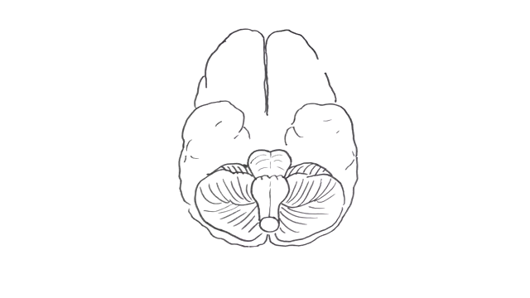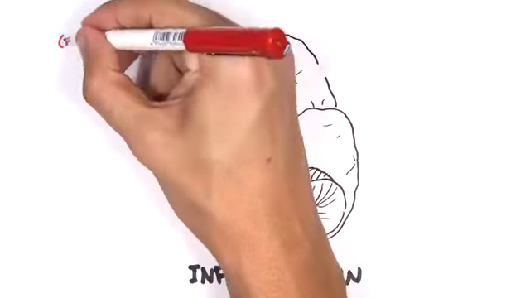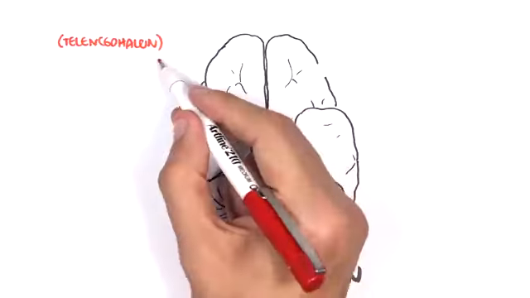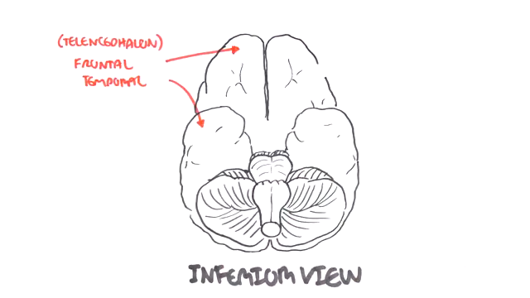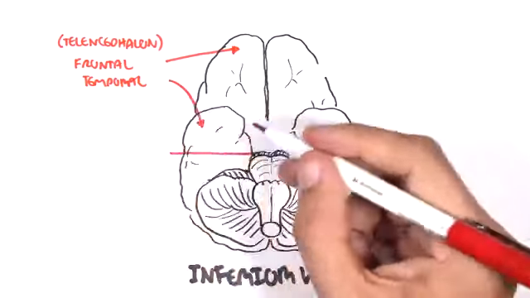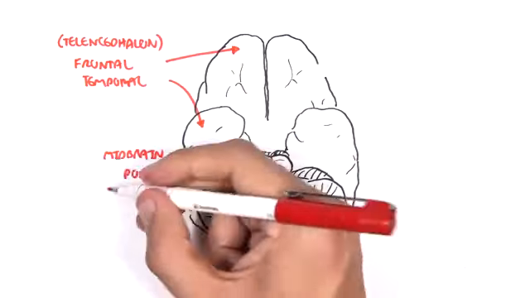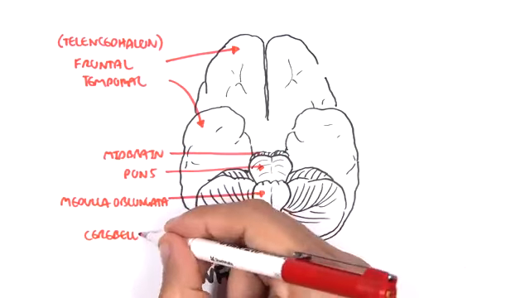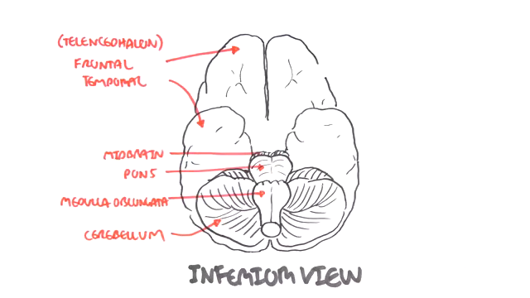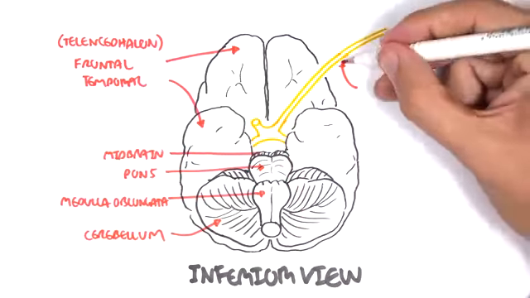Now let us look at the brain from an inferior view. So in the inferior view of the brain, you can see the telencephalon, your cerebral cortex, and you can see the frontal lobe here and the temporal lobes on the sides. Then your brainstem, which is made up of your midbrain, your pons, and your medulla oblongata. This is your cerebellum.